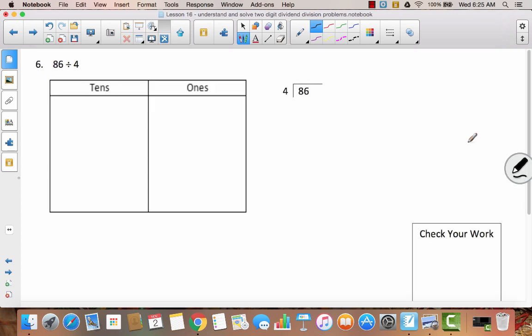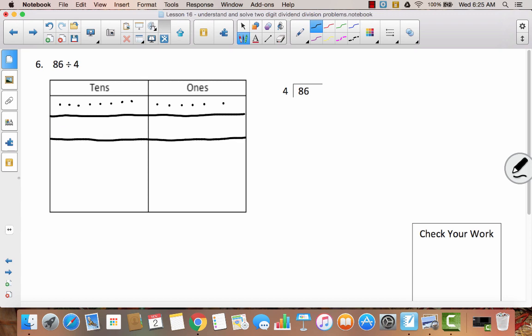6. All right, so this time we're going to do 86 divided by 4. So we're going to go ahead and put our 8 tens, 1, 2, 3, 4, 5, 6, 7, 8, and 6 ones, 1, 2, 3, 4, 5, 6, and we're going to put this into 4 groups. So I'm going to go ahead and divide this into 4 parts. It's always important that you go back and count your parts, because if you put too many parts, your answer is going to be wrong. So I've got 1, 2, 3, 4.